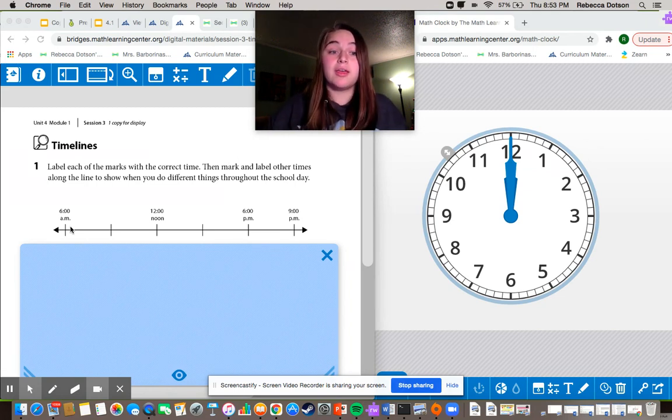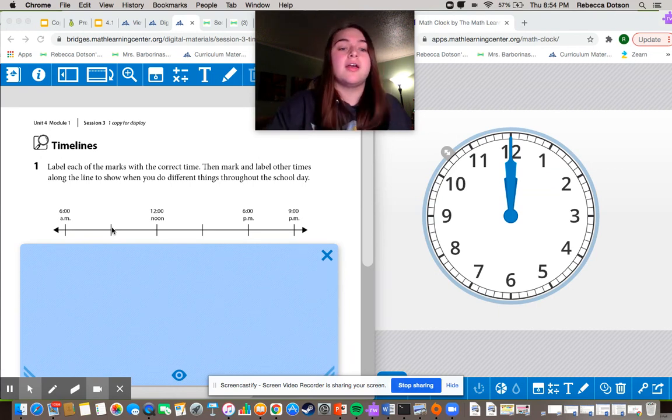So the important thing about timelines is that the time should be proportionate to each other. So I'm going to show you my work for how I found out what time should go on each of these empty marks. So we noticed that the time here starts at 6 a.m. And then the next time that we know for sure is that this spot is for 12 p.m. or noon. So now how can we find out what time should go right here?